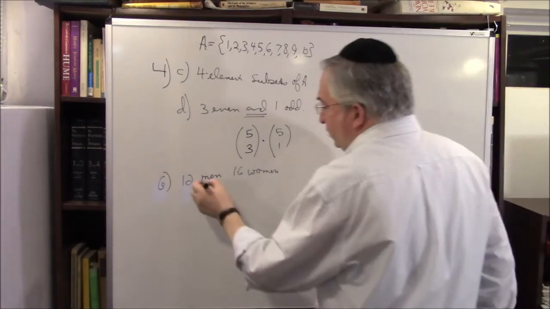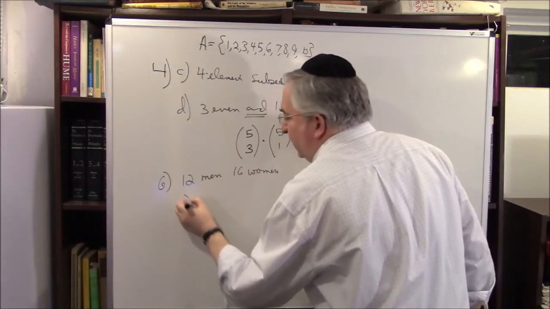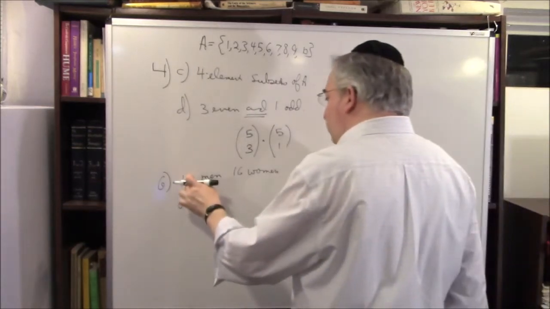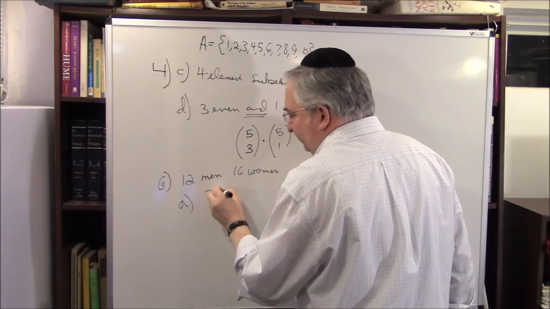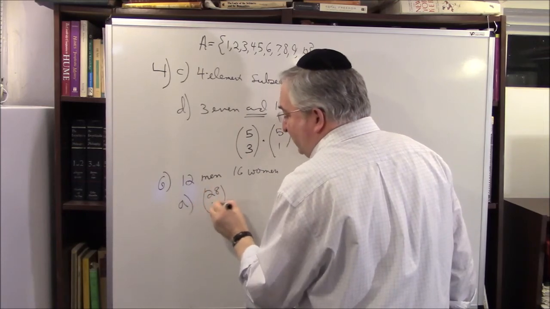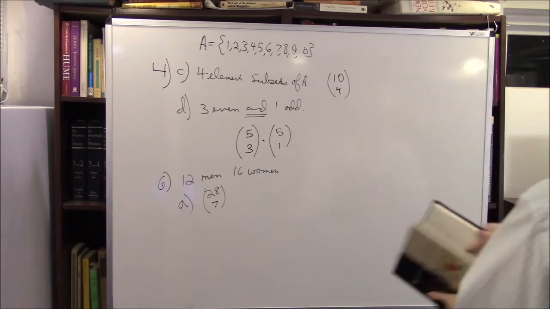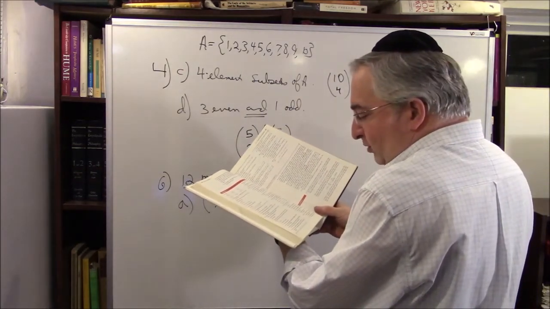So, question, I'm not interested in the genders. I want a committee of 7 people. And so the answer is 12 plus 16 is 28, and I want 7 of them. Okay? So that takes care of that. Next, number B. 3 men and 4 women.